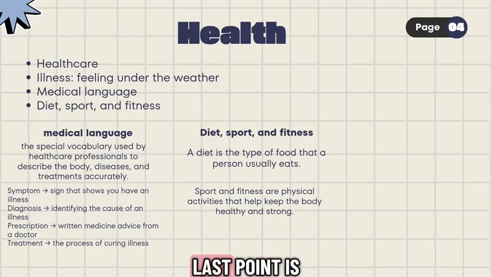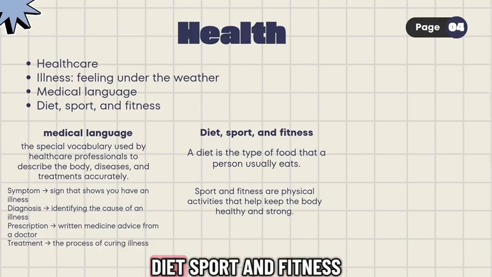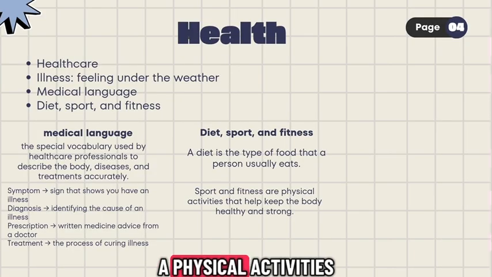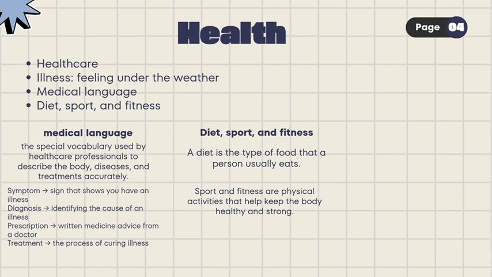And then the last point is diet, sport, and fitness. A diet is the type of food that a person usually eats. And sport and fitness are physical activities that help keep the body healthy and strong.